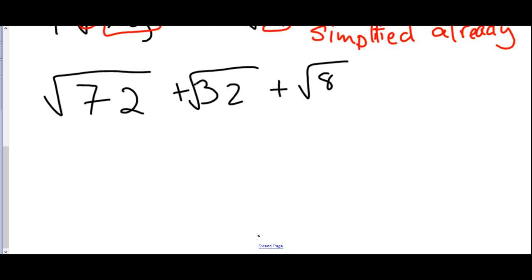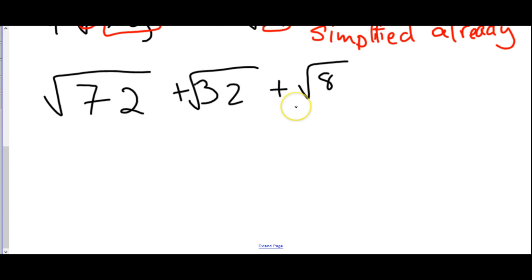Looking at this problem, square root of 72 plus square root of 32 plus square root of 8, you may assume I can't do these, the radicands don't match. Before you can assume that, you've got to simplify them as much as you can, and then see if they could add or subtract together.